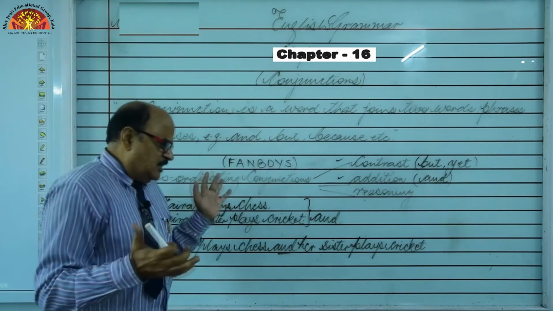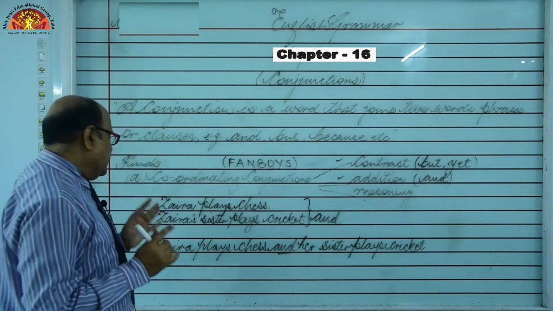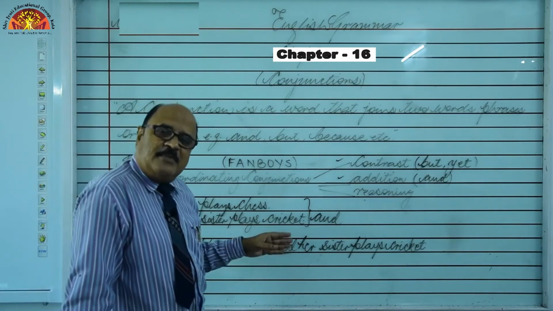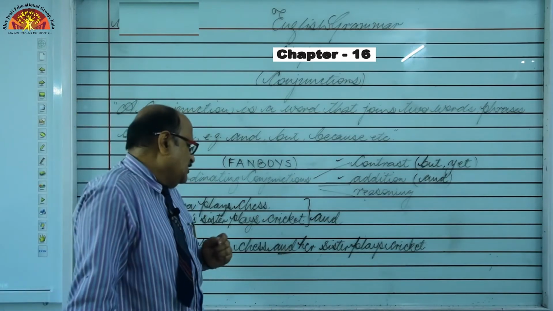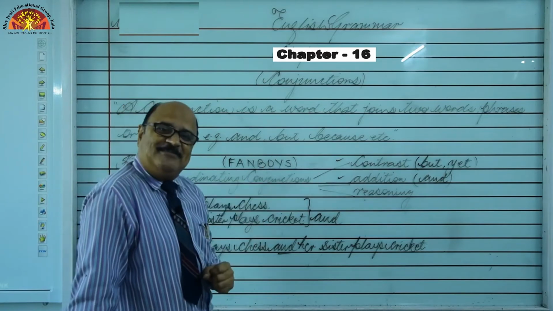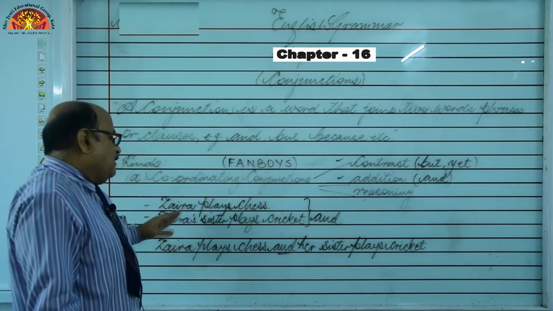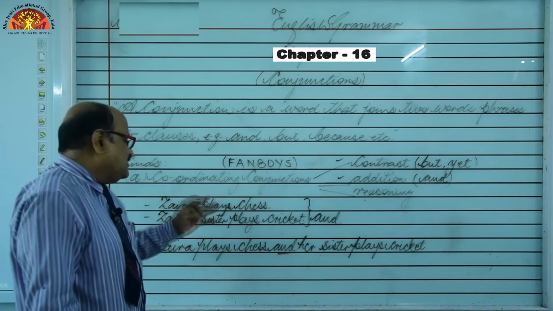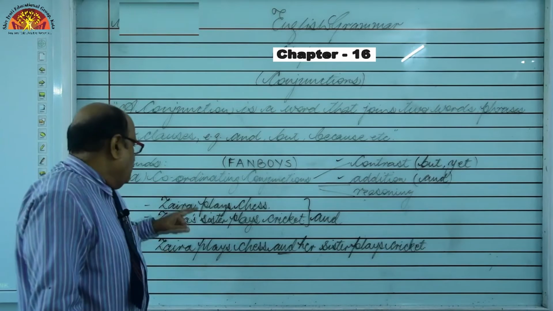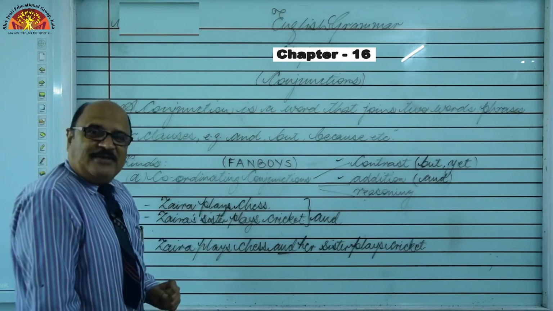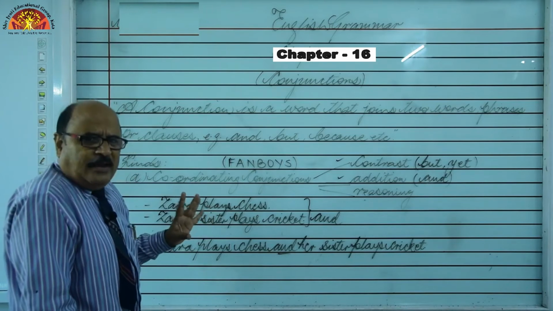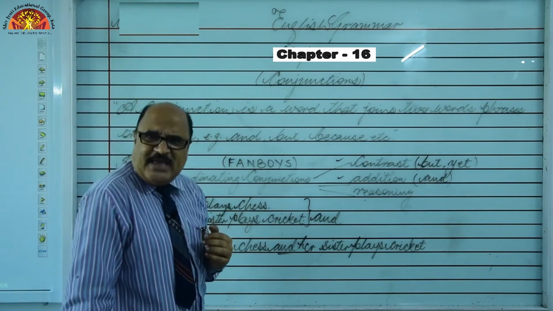Have you got it? Students, don't get confused because Zaira plays chess. I know you must be thinking, sir, can't we use this conjunction, because Zaira plays chess and her sister plays cricket. So, contrast is also there. Plays is same, but names of games are different.